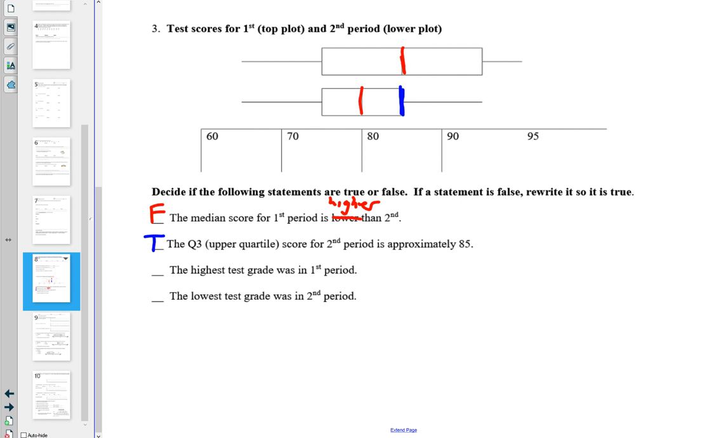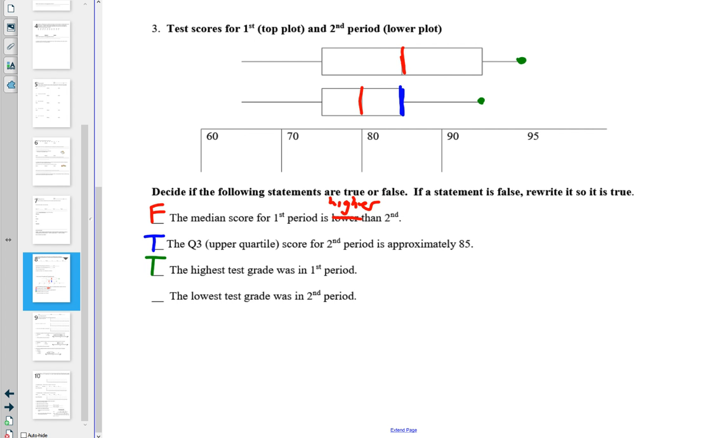The highest test grade, what's another name for the highest of a group of data? The max, sure. And they don't have points here. I wish I had points, but the highest test grade was in first period. Well, for the highest test grade, unless there's an outlier, but there's no evidence of any outliers here. So we go to the right edge of the whisker, and it does appear that the highest grade was in first period. It looks to be just shy of 95, maybe even 95, but that appears to be true. And then the lowest test grade was in second period.